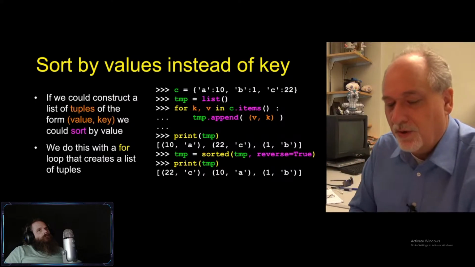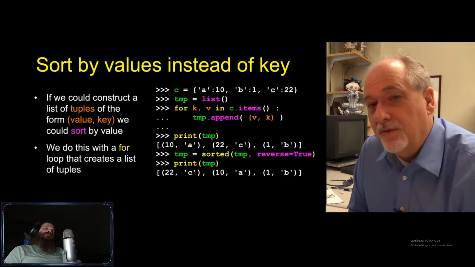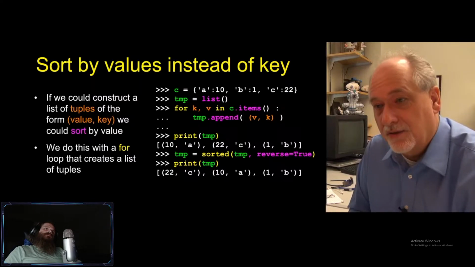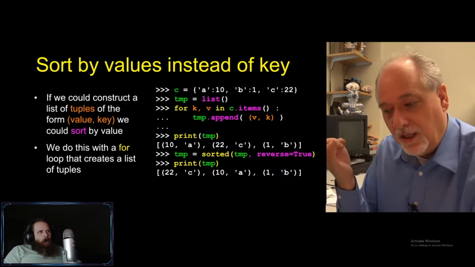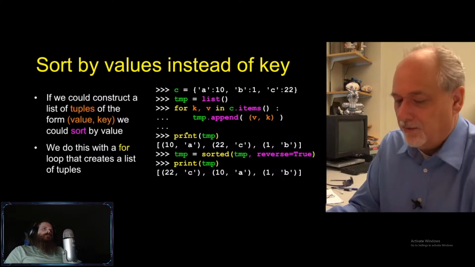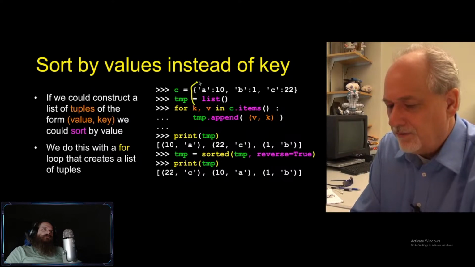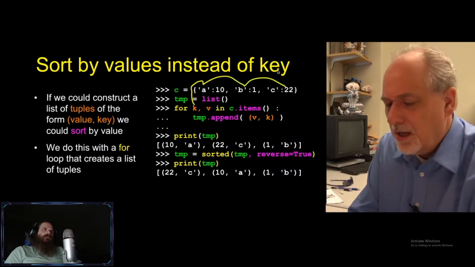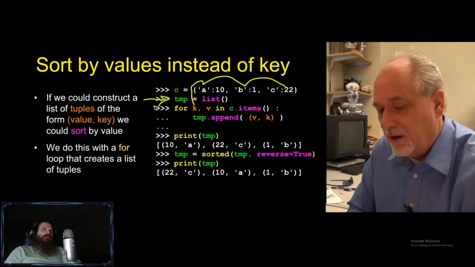The data structure that we're going to create is a list of tuples where the value is first and the key is second. So with items you just get key, value. I want value, key. So let's take a look at this code. Take your time and get it right. So k, v goes in c.items. Well, that is unsorted and going to go through a, b, and c in whatever order. And we're going to make a new list. So this is a data structure that we're creating temporarily.